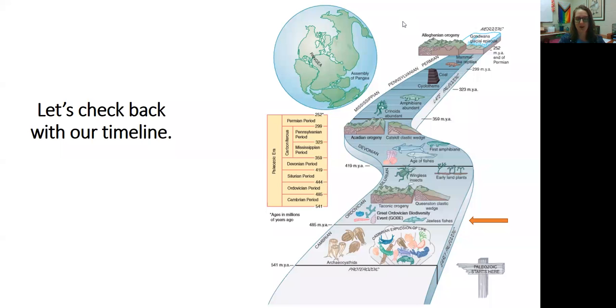Let's check back in with our timeline. So far, we have talked about the Cambrian explosion. We've talked about the Great Ordovician biodiversity event. We've also looked forward in time a little bit to see how these organisms evolved through time. But now we're going to come back after these two events and think about the rise of the fish. Okay, so we're starting in the early Ordovician.